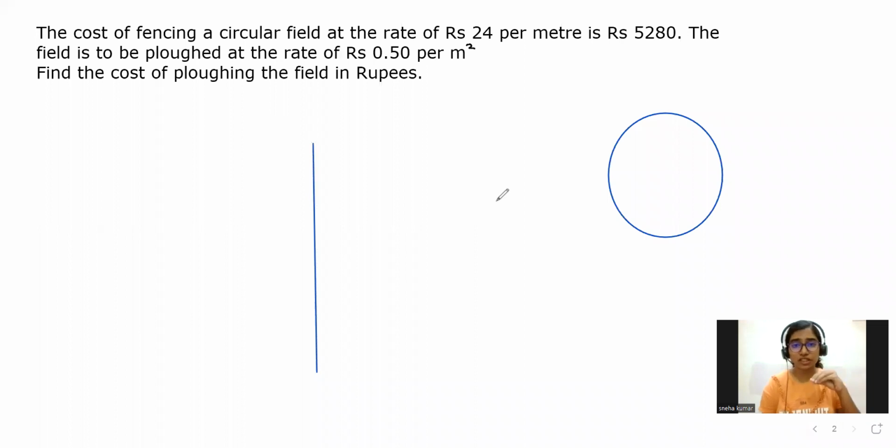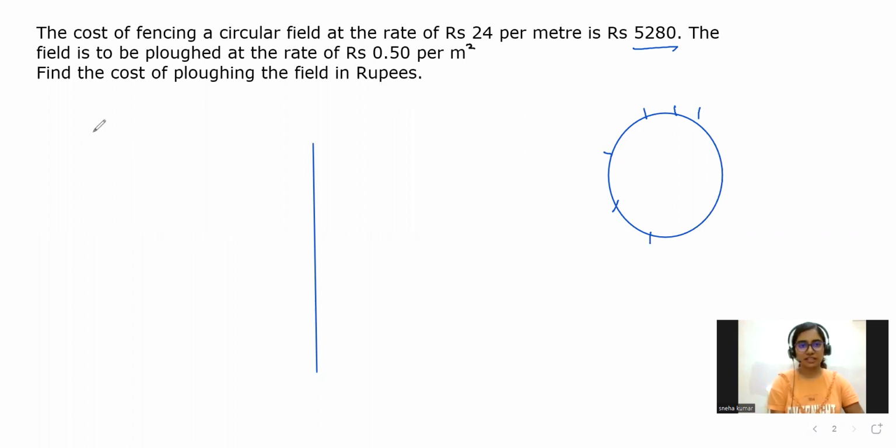Always, wherever possible, try to draw diagrams. Here they're telling us they're fencing the field, so around it, they're fencing like this. And they're telling us that the cost for fencing it is 5280 rupees. But we don't know the circumference, which we can calculate using the perimeter formula. First, I need to know what the circumference is.